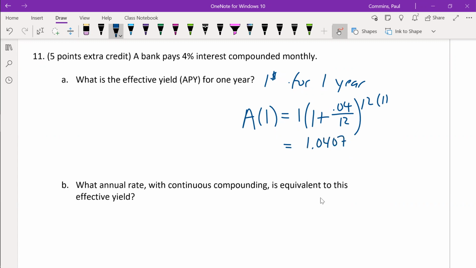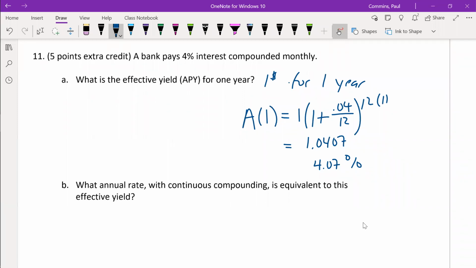1.0407 roughly, rounded to 4. So this is 4.07%. So when they say you get 4% compounded monthly, that actually means 4.07% in a year. $1 turns into $1.0407 in 1 year.